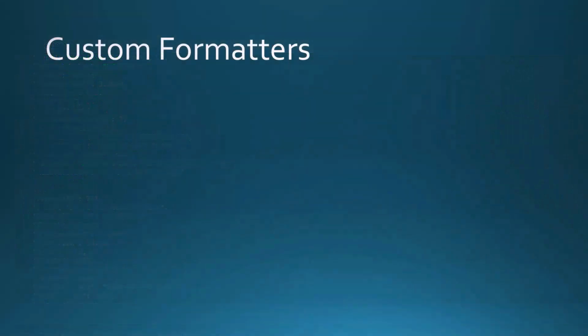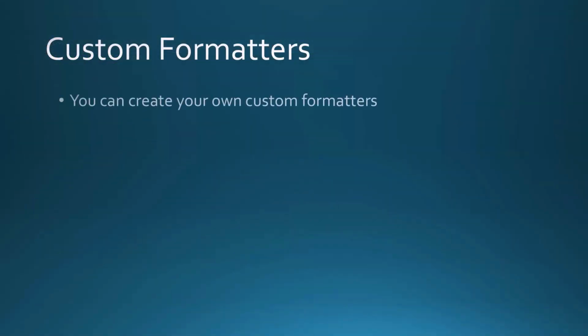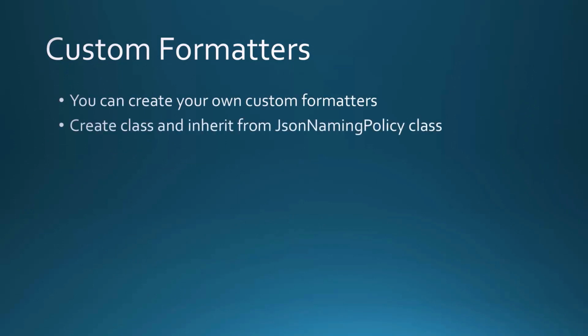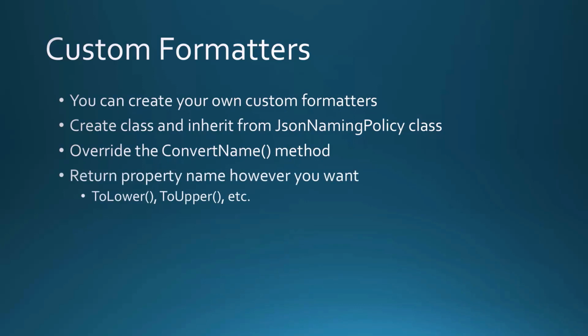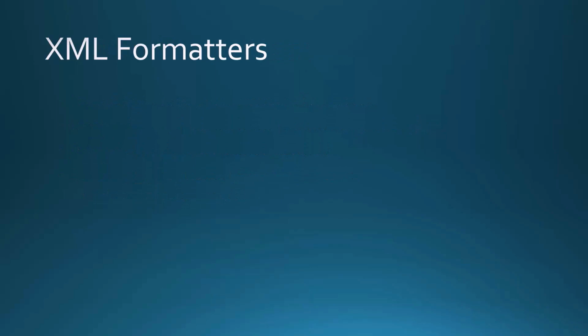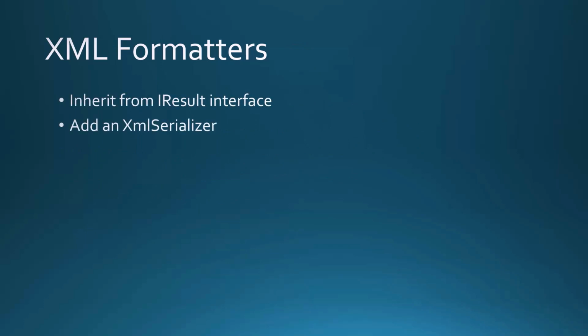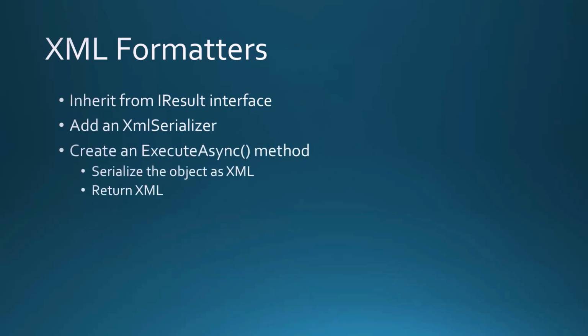Now these are some of the formatters that are built in. You can also create custom formatters. What you do is create a class and you inherit from the JsonNamingPolicy class. And then within that class, you override the ConvertName method, and then you write whatever you want. You could return the property names as all lowercase, all uppercase, whatever you need. We can also create XML formatters if you want. You inherit from the IResult interface and you add an XML serializer. So you create an ExecuteAsync method which serializes the object as XML and then returns that XML. So you have a lot of control over the format of the data that goes out.